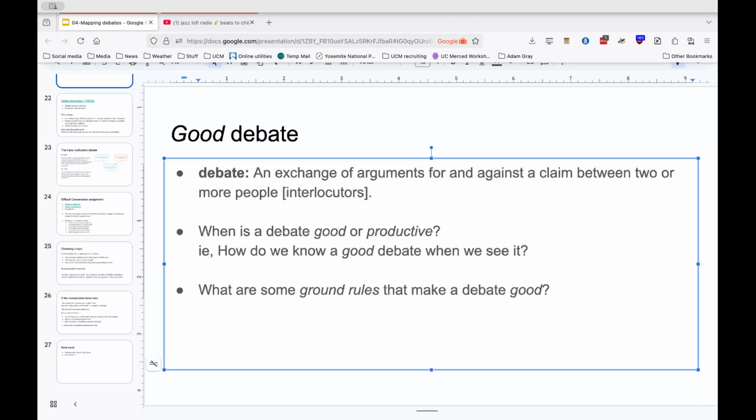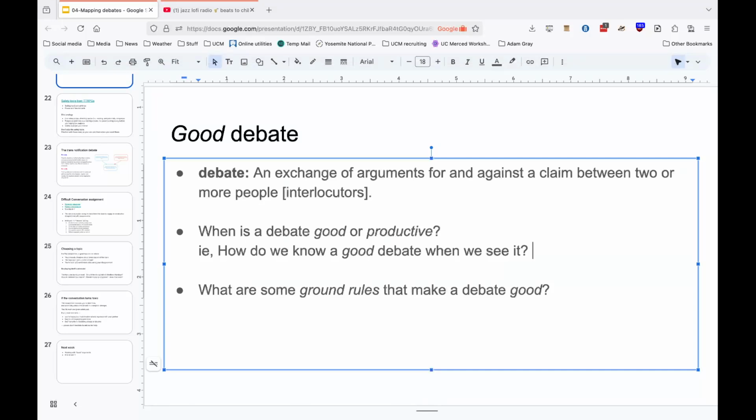Did any tables get to that third question, some ground rules that make a debate good? We came up with some. One of them was you want people to take turns talking, so you shouldn't interrupt, so the talking stick. We figured to avoid a circular argument, you would only spend a certain amount of time on a certain set of premises.